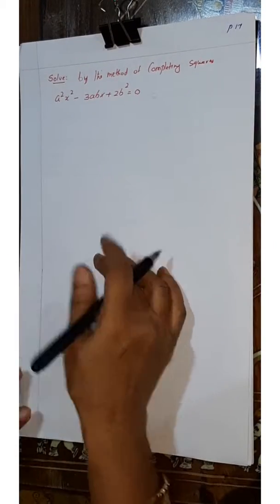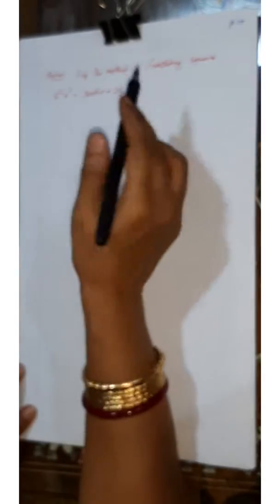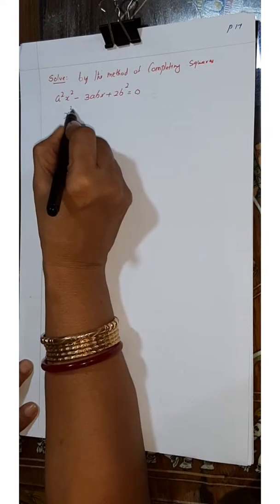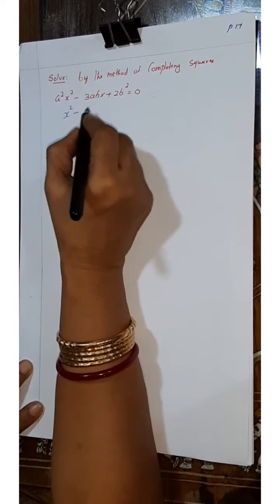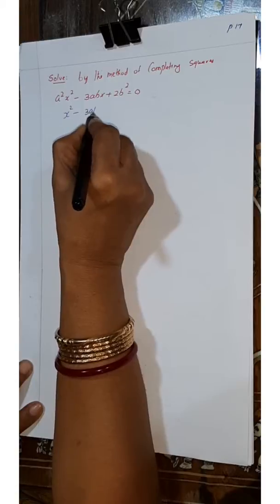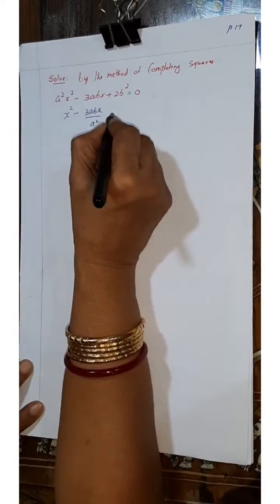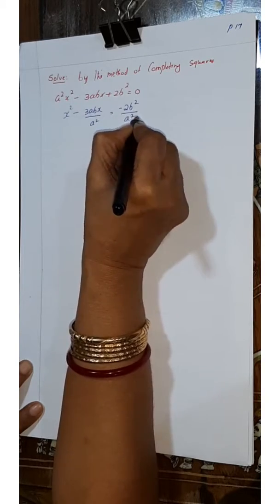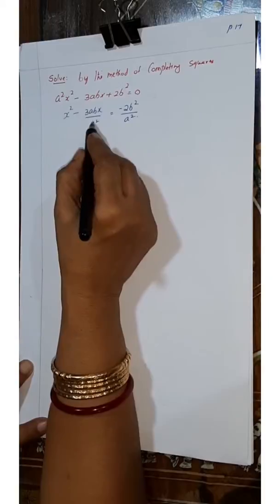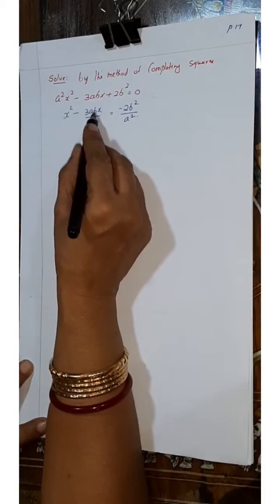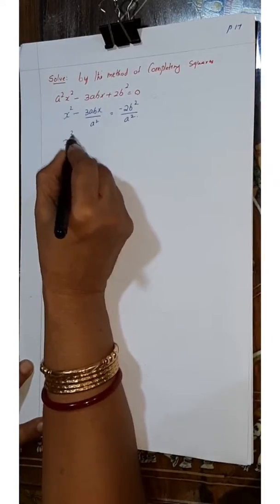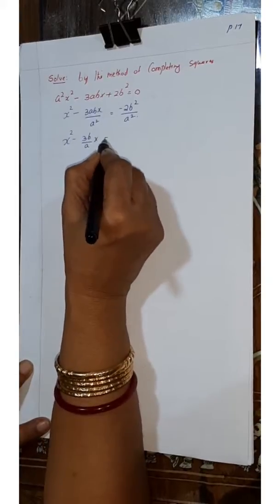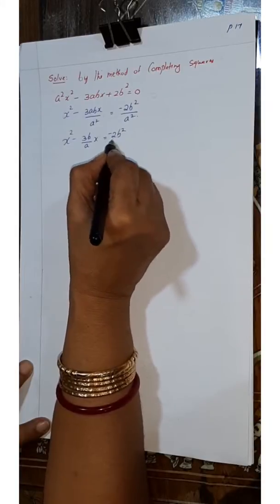So here this is the equation. Now we'll solve it again by the method of completing the square. So first we'll make the coefficient of x squared as 1. So minus 3abx by a squared. I will also shift this to the right hand side. So 2b squared by a squared. So this is 3b by ax is equal to 2b squared minus 2b squared by a squared.